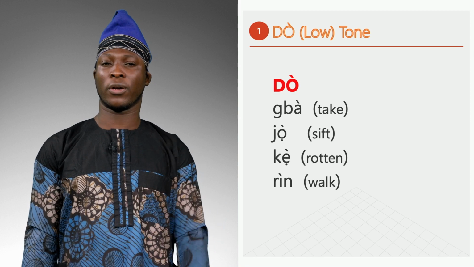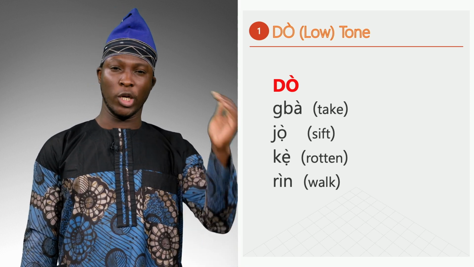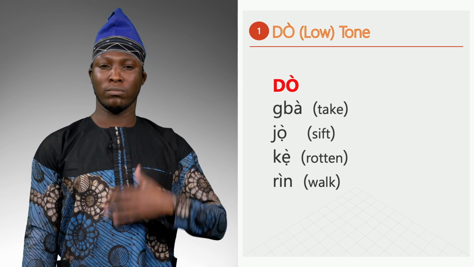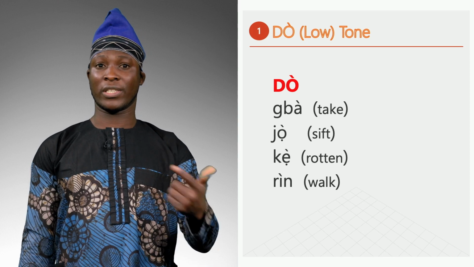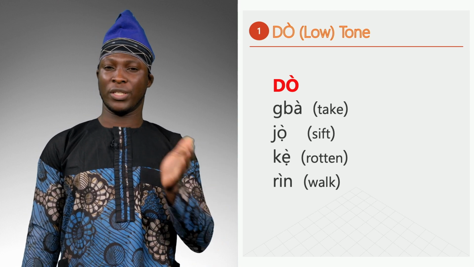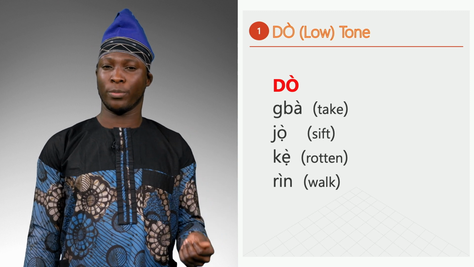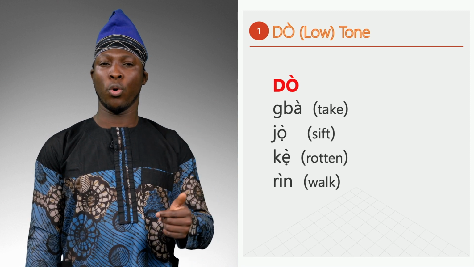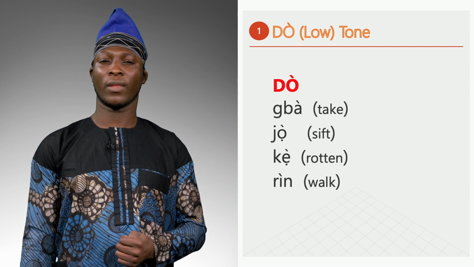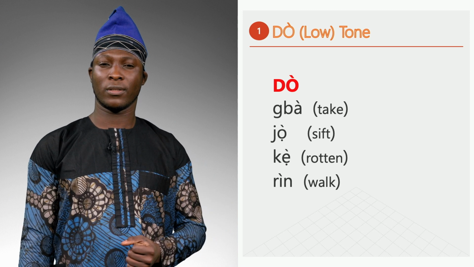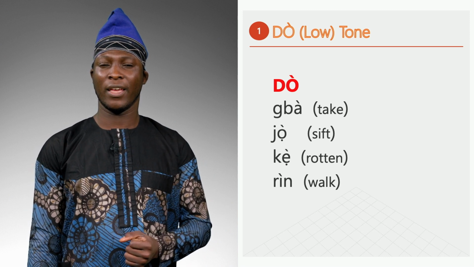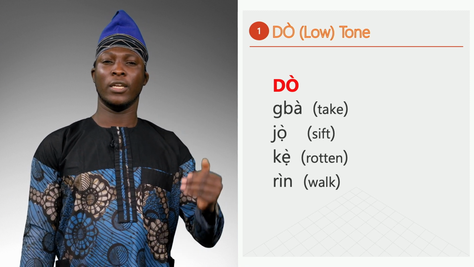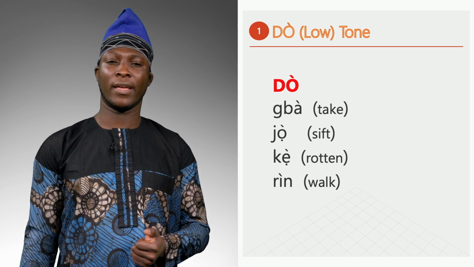And the first tone I'm going to talk about is do. Do is the low tone, and we can have do in words like gba. The translation is there on the screen. So gba, which is take. I'm only going to pronounce them in Yoruba. You can see the meanings of the words in brackets. So do: gba, jo, ke, rin. I'm going to go over that again. Gba, jo, ke, rin.